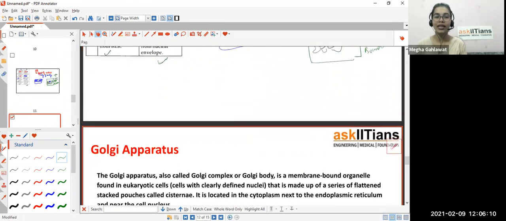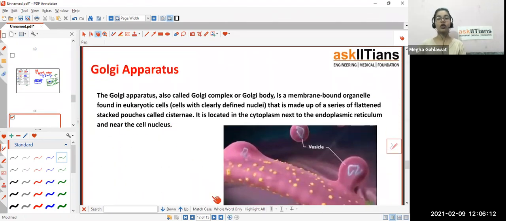Moving forward to the next organelle, which is called the Golgi apparatus. An important part about the Golgi apparatus, I think I did tell you about it literally yesterday as well. The Golgi apparatus is basically, let's say, the postman of the cell.